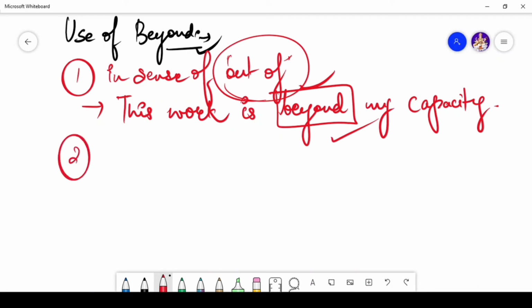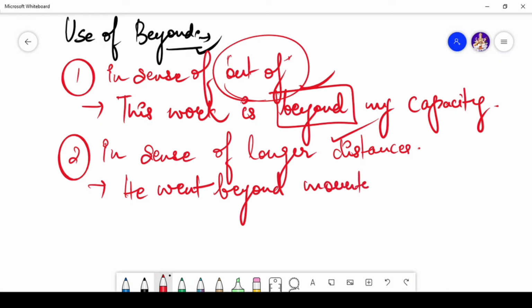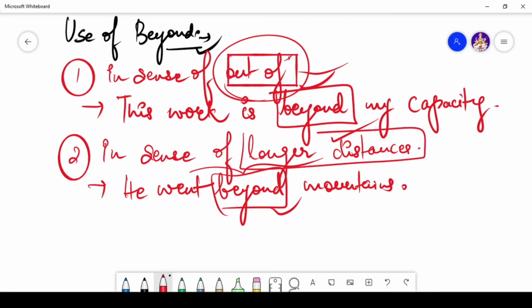Okay. Now let's visit the second scenario. If it is in the sense of longer distances, let's say for example, if I say he went beyond mountains. Okay, or if I say that you went beyond limits. So all of these are basically in the sense of longer distances. In case of longer distances, it can be used to represent out of, or it can be used to represent longer distances.